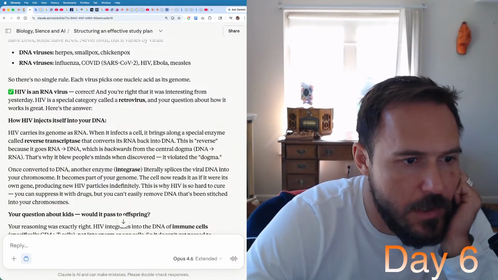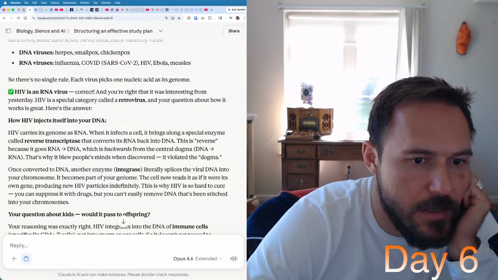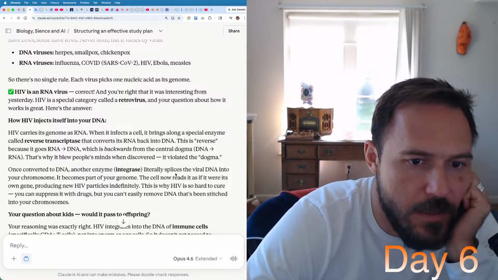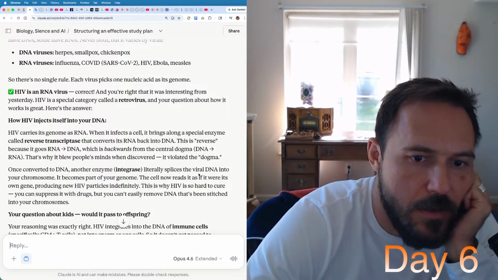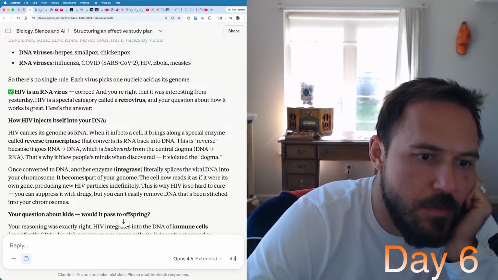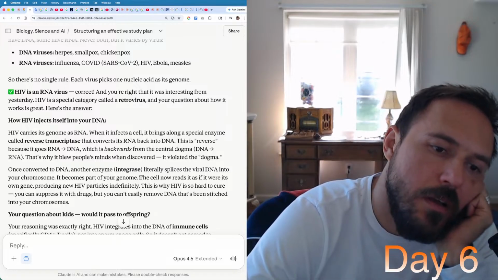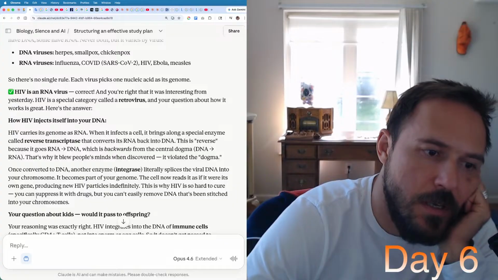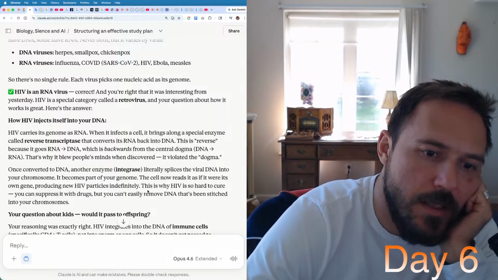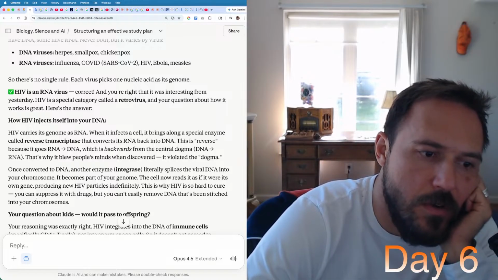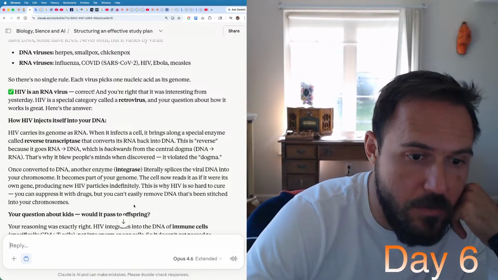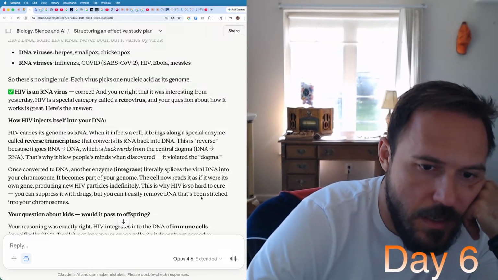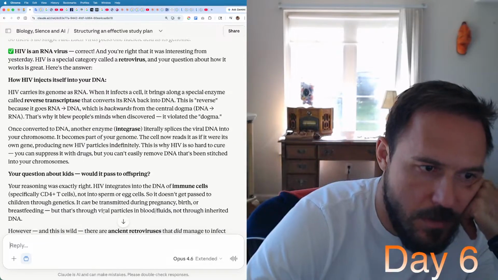Once converted to DNA, another enzyme integrates it, literally splicing the viral DNA into your chromosome. It becomes part of your genome. The cell now reads it as if it were its own gene, producing new HIV particles indefinitely. This is why HIV is so hard to cure. You can suppress it with drugs, but you can't easily remove DNA that's been stitched into your chromosomes.